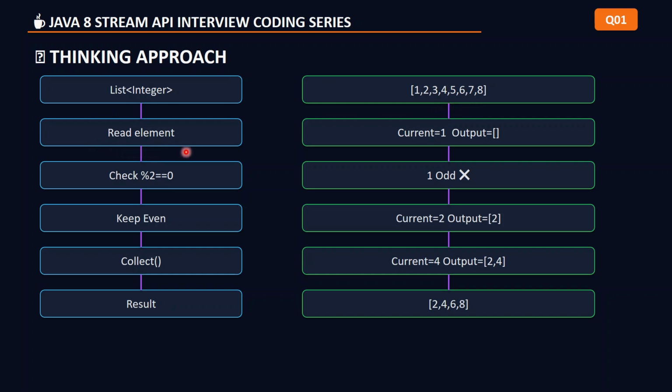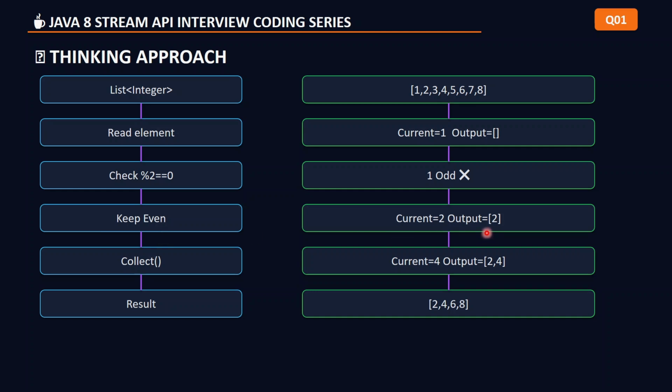Now we read the first element from the list. The current element is 1. Now we check whether 1 is even or odd. Since it is odd, we don't add it to the output. So the output is still blank. Now we read the second element. The current element is 2. Since it is even, the output becomes 2.